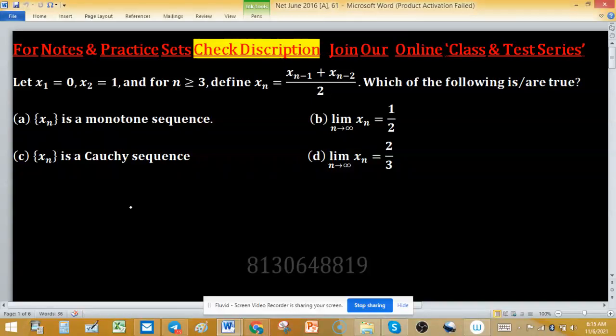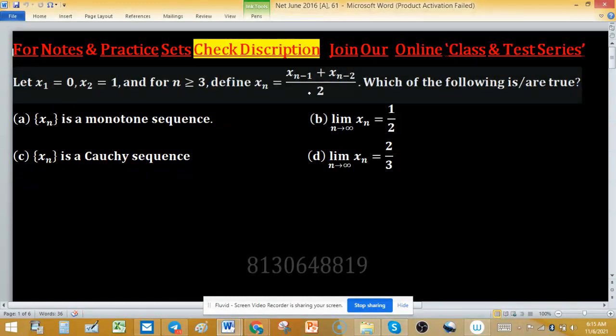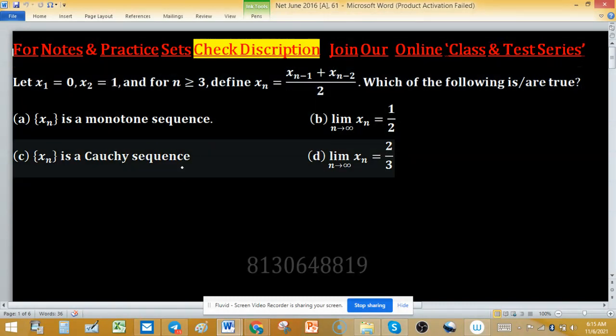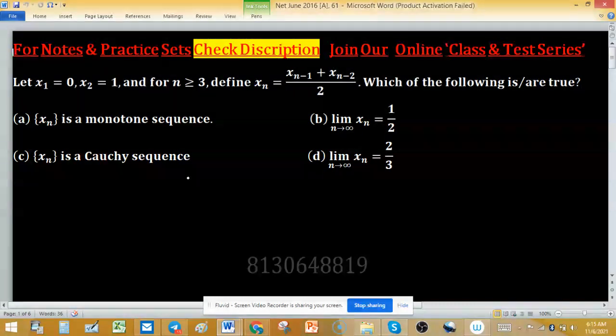First and second term of the sequence is given, and other terms can be identified by this structure of the formula. Here asked options are: sequence is monotone, limit of the sequence is half, sequence is Cauchy, and limit of the sequence is 2 by 3. These are four options associated with this problem, and we have to find which one option is true. Multiple options can be true here.